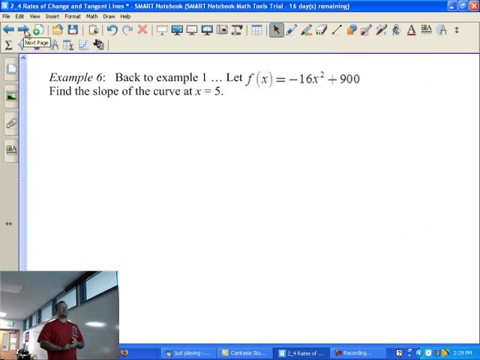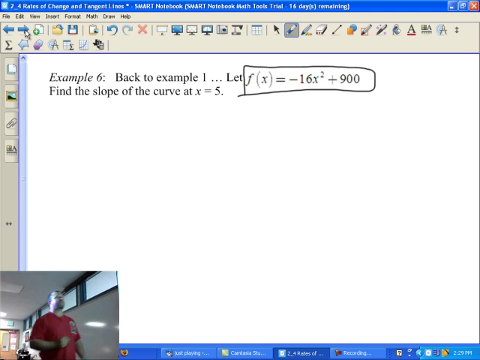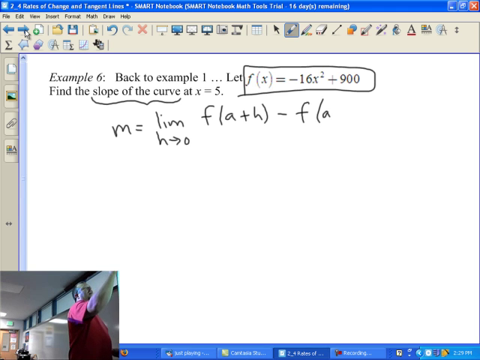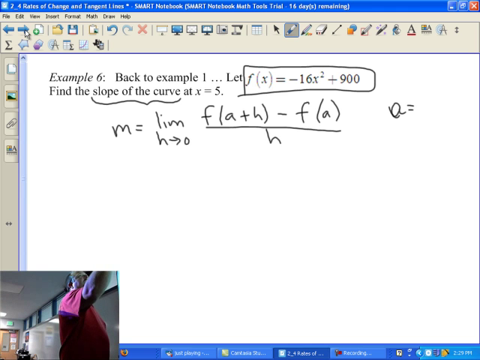Well, back to example 1. Our function was f of x equals negative 16x squared plus 900. That was our position function. I changed it from s to f, just for fun. So find the slope of the curve. You see that right there? You need to make sure you understand that the definition of the slope of the curve is equal to the limit as h approaches 0 of f of a plus h minus f of a, all over h. And in this case, a equals 5.